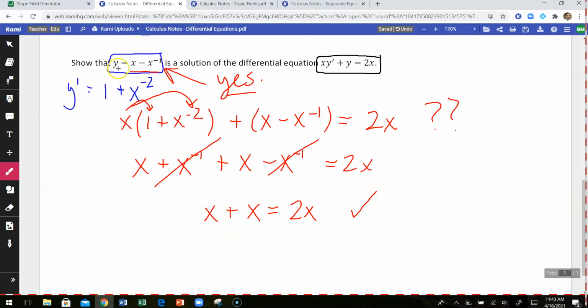But you may be asked just to check to see if something is a solution, in which case I do it the exact same way and then say, yep, that's a solution. I got a true statement at the end. If you do not get a true statement at the end, then it is clearly not a solution to your differential equation.